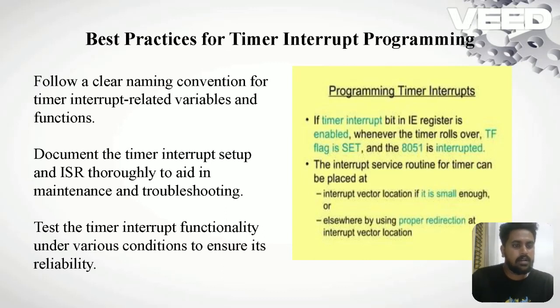So programming timer interrupts. If the timer interrupt bit in the IE register is enabled, whenever the timer rolls over, the TF flag is set and the 8051 is interrupted. The interrupt service routine for the timer can be placed at the interrupt vector location if it is small enough, or elsewhere using proper redirection at the interrupt vector location.